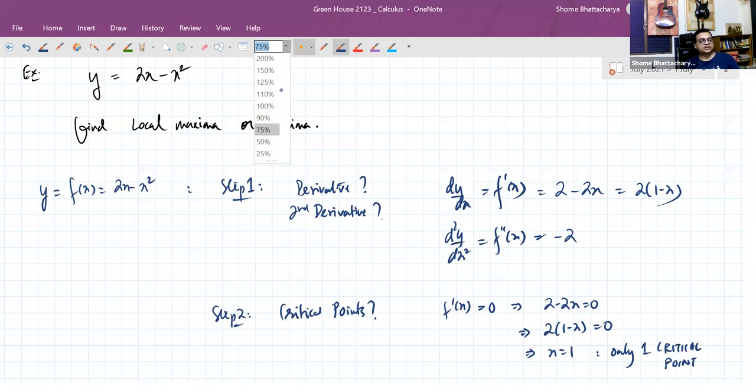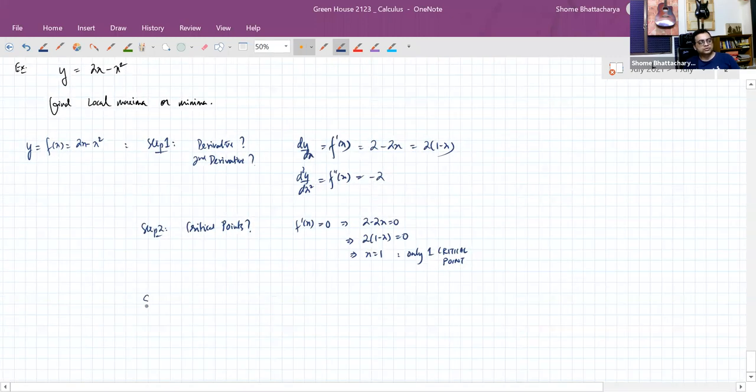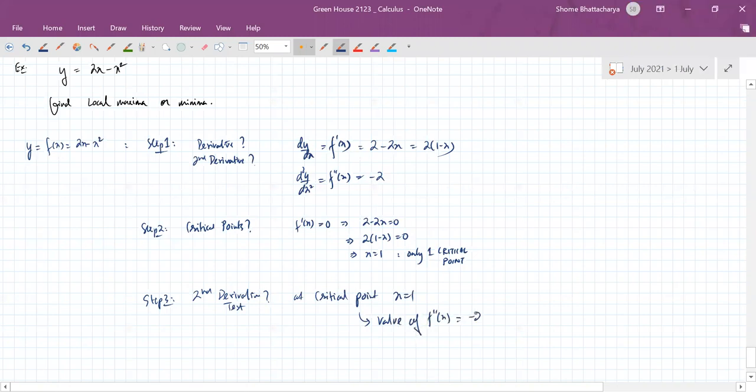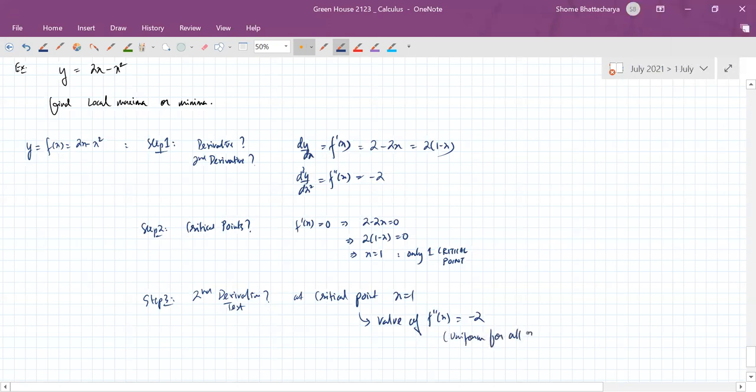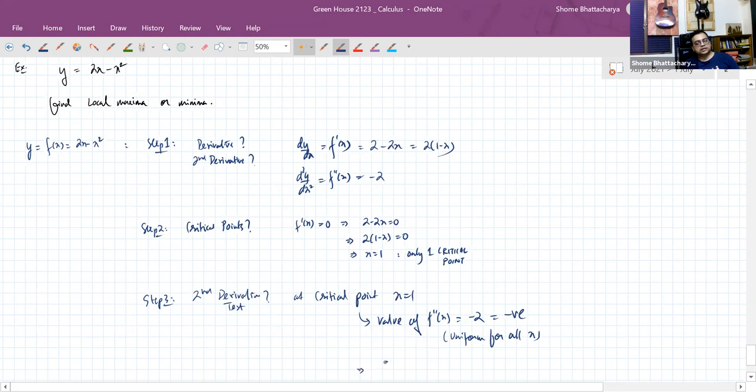So now we have to understand whether that critical point is a local maxima or a local minima. So we do the third step, which is the second derivative test. At critical point, x equal to 1, what is the value of the second derivative? It's minus 2 because it's actually uniform for all values. But more importantly, it's a negative value. So second derivative is negative, means that x equal to 1 has a local maximum.